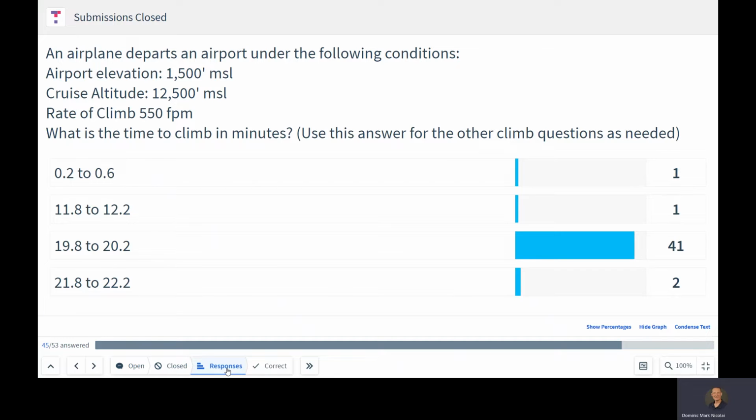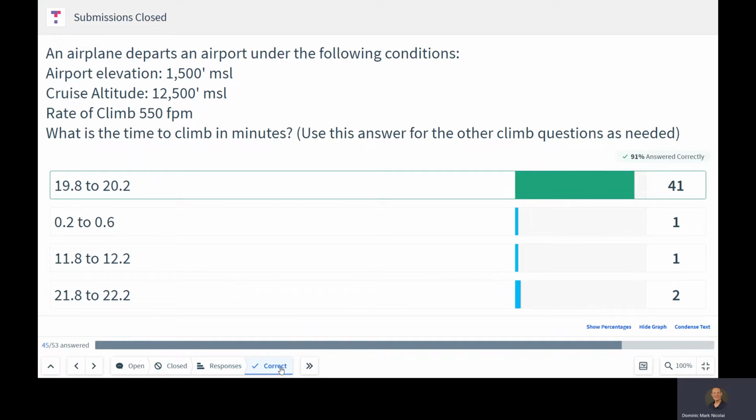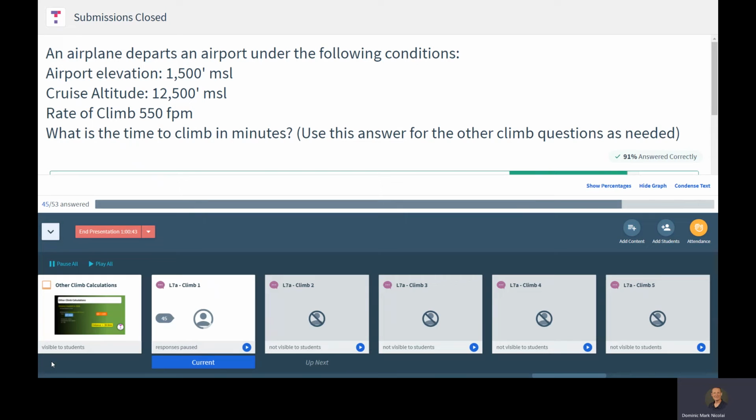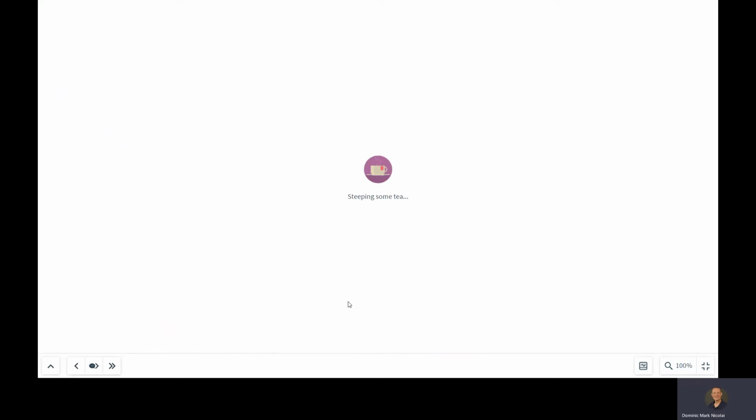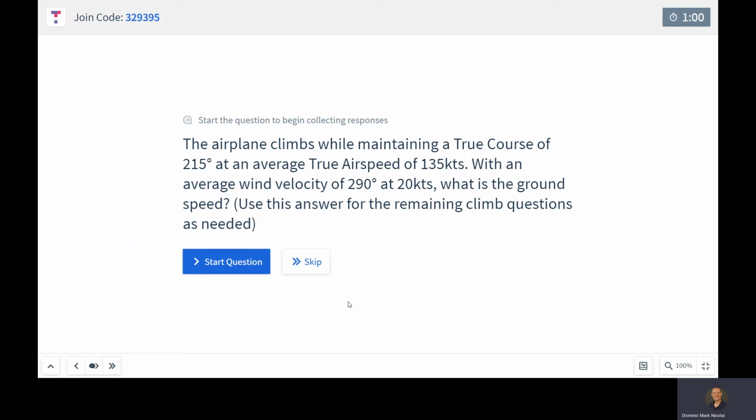Right, so a lot of you answered 20 minutes, and that is the correct answer there. And you ran out of time there. Right, so we are looking at 12,500 feet minus 1,500 feet, so you're going to climb 11,000 feet at 550 feet per minute. So we're going to use that 20 minutes for this next problem.